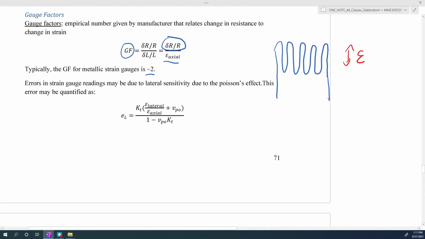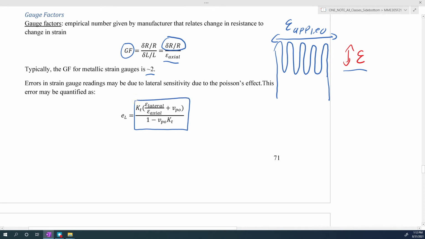Now, if you have an applied strain that goes in the opposite direction to the strain gauge, you could get something called lateral sensitivity. Basically, this is strain that would be measured along the direction that we're interested in, but it would be due to strain in a direction that's not being directly applied. We can quantify this error if we know a few different things within our system.